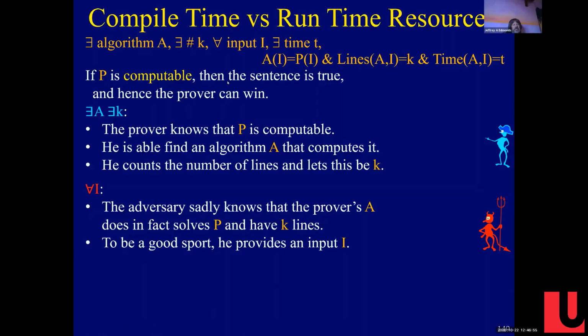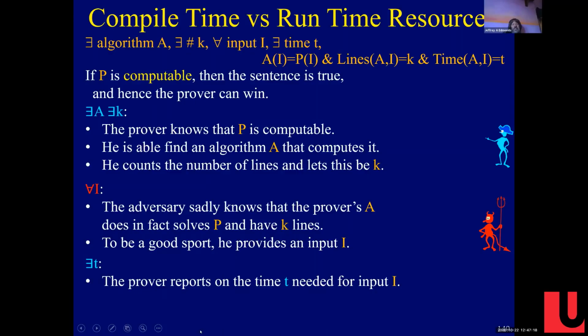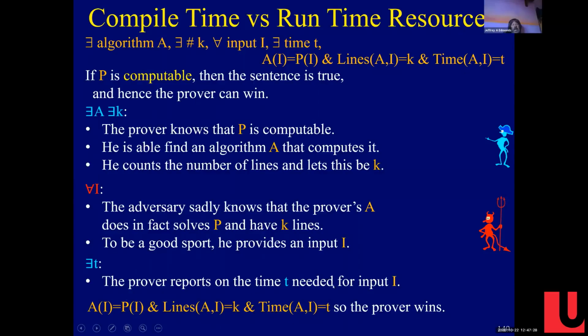So he has to come up with an input. We could say, let I be an arbitrary input, or we could say he's a good sport and comes up with some input. And then it's an exists T. The prover takes this input, runs the algorithm on it, finds out what the running time is, and tells you how much time is needed. And then we say the prover wins. Why? Because it does solve the problem, it has the right number of lines of code, and we have the right running time. Everybody buy that?